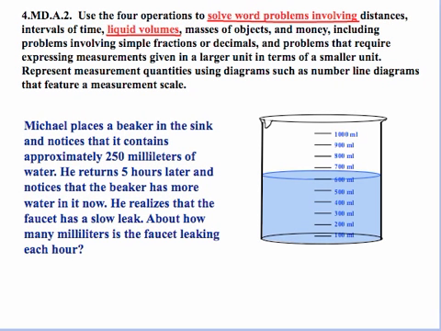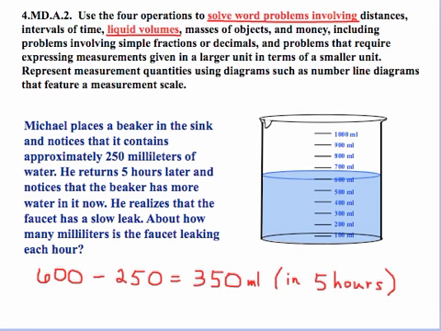Now this is a multi-step problem because first of all, how much did it leak total? Well, let's see. The reading now is 600. It started off at 250. Take the difference between the two. That's 350 milliliters. But we're not there yet because the question is asking how much it leaked per hour. Well, this took place over 5 hours, so now we have to take the 350 milliliters and split it up into 5 equal parts. And of course we do that by dividing. 350 divided by 5 gives us 70. So the answer to the problem is that the faucet is leaking about 70 milliliters each hour.